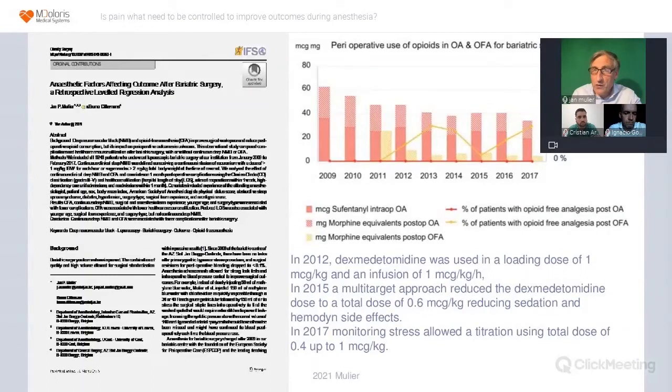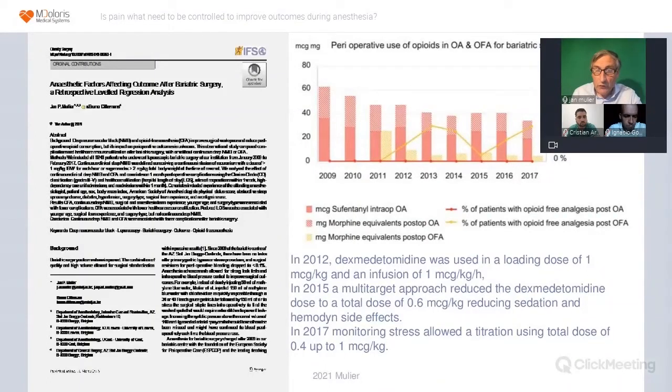I also want to show you here an overview of 1-hour outcome studies on opioid-free anesthesia, but it is quite interesting because in the first years, I was using dexmedetomidine loading to 1 microgram per kilogram and an infusion of 1 microgram per kilogram per hour, assuming this was really needed as we had no good value.